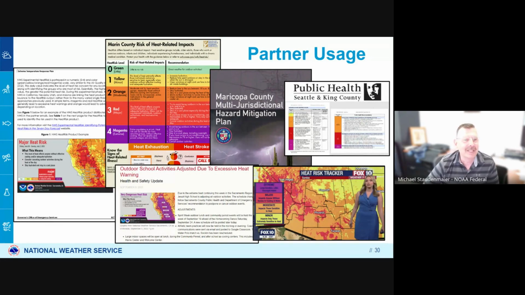Heat risk is making its way into planning documents as well, as seen in these examples from Maricopa County's Hazard Mitigation Plan and the California Governor's Office of Emergency Services. Schools are using it to inform their decisions on outdoor activities as well. And the CDC is integrating heat risk into their heat messaging strategies. This simple color-numbered system, along with the lack of any geopolitical borders, have been identified as big reasons for its adoption by a myriad of partners and decision makers.